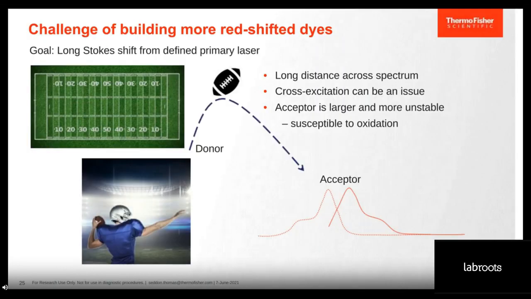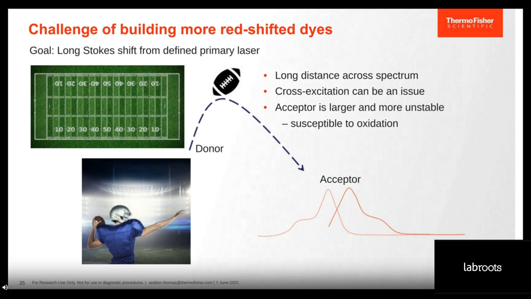If you think about this, the goal in terms of this long Stokes shift from a defined primary laser is a bit like when you're throwing the football across the field in American football. You can see here, if you're thinking about going that shorter distance, it doesn't take nearly the effort in terms of the throw. It doesn't take nearly the effort in terms of catching it. And that's really what we're doing, taking this long distance across the spectrum and trying to avoid any cross-excitation.